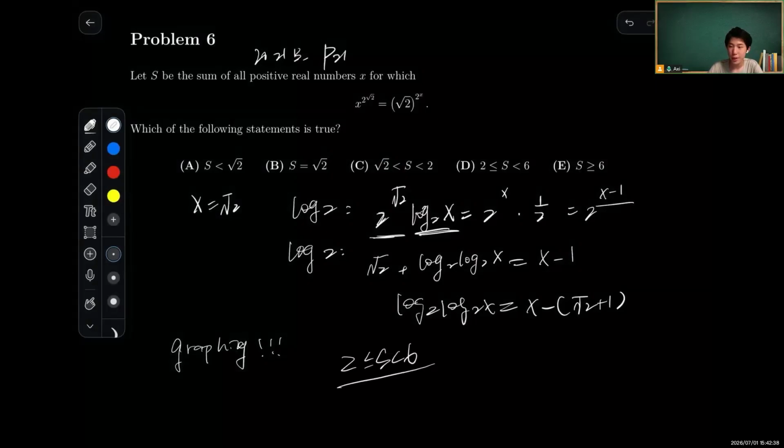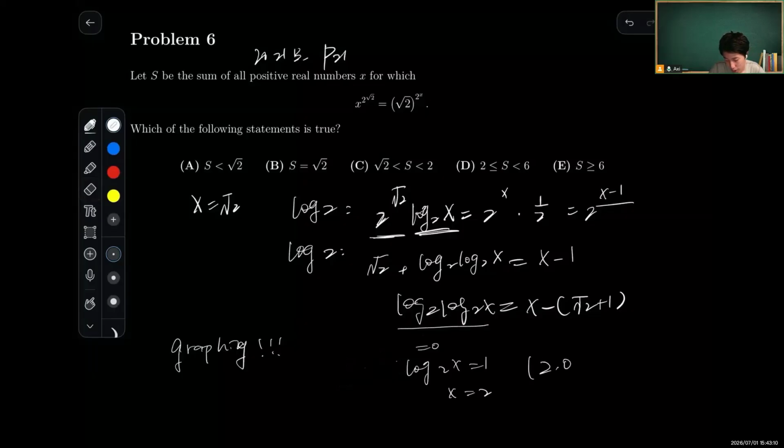However, suppose you don't have the Desmos website, because when you're doing the true exam, you can't use Desmos. So what to do? You can graph it yourself. How exactly? First, let's analyze log base 2 of x. When is this thing equal to 0? It is when log base 2 of x is equal to 1. So that means x is equal to 2. So this graph passes the point (2, 0).